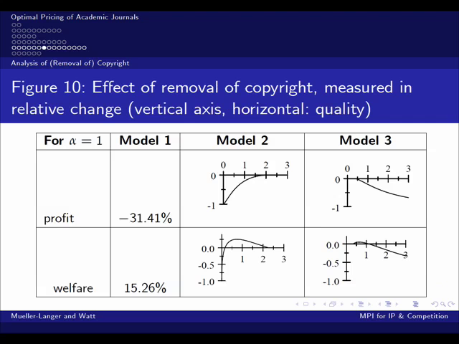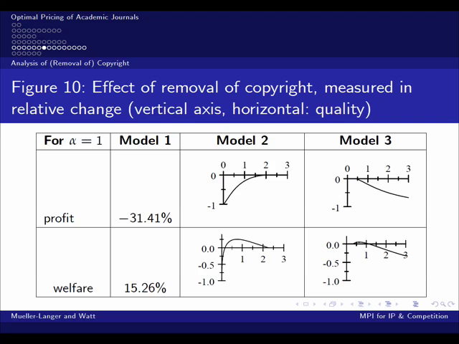Now, this figure summarizes the effect of a removal of copyright measured in relative change. We have a symmetrical situation in model one. For all quality levels, it's a profit reduction of 31%. Welfare increases by 15%. As I've already mentioned, the relative change in profit is negative in both cases.